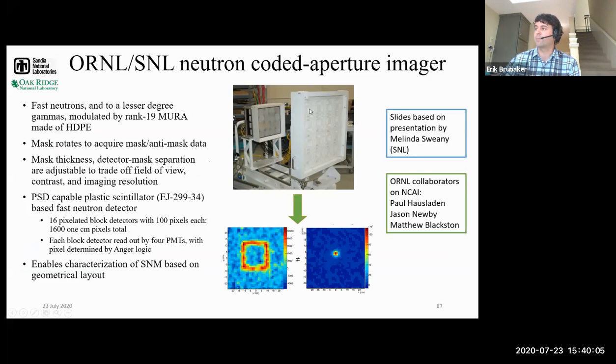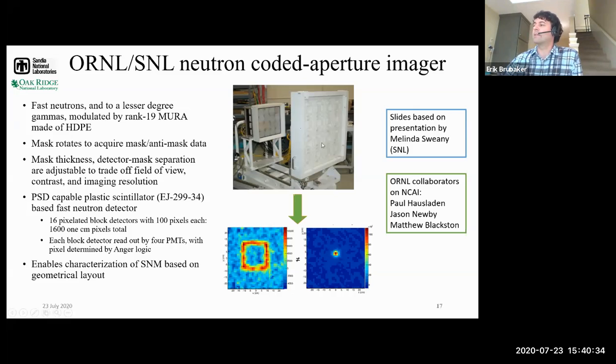Here's the mask part of this system. This is that same rank 19 MURA that I showed you in the previous slides. It's made out of high-density polyethylene because low Z materials are good at blocking fast neutrons. And it's fairly thick. Depending on exactly what we want to do, we can put different masks in here. They can be anywhere from 1 inch to 4 inches thick.